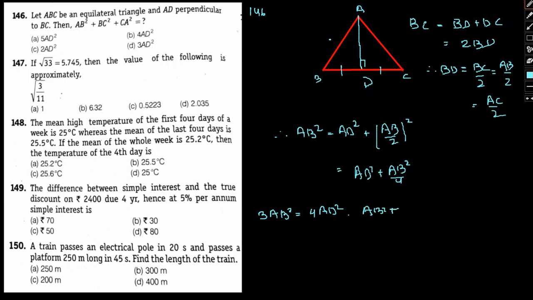so therefore AB square plus BC square plus AC square can be written as 4AD square. Okay, so 4AD square will be the answer. So I hope this is clear. Let's move on to 147 now.